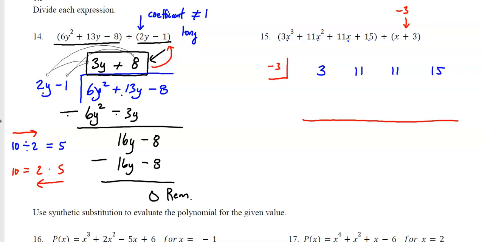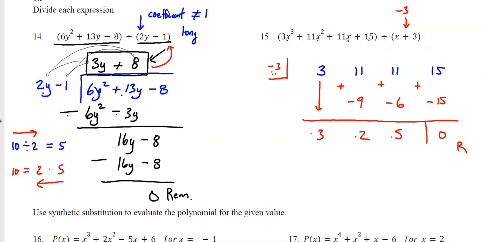I basically, first of all, just drop this 3 all the way down. That gets me started. Now I multiply. So multiply negative 3 times 3, I get a negative 9. And now I'm going to add those two together to get 2. Now I'm going to multiply negative 3 times positive 2, gives me a negative 6. Add the column. Multiply negative 3 times 5, it's negative 15. Add the column, and I get 0. So that's my remainder. So luckily this went in there evenly.